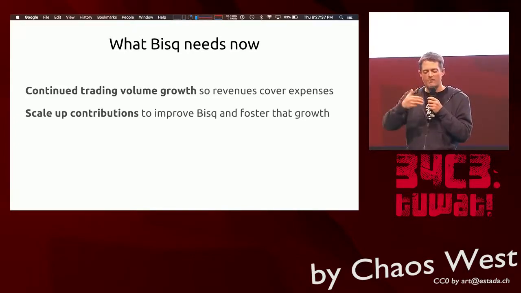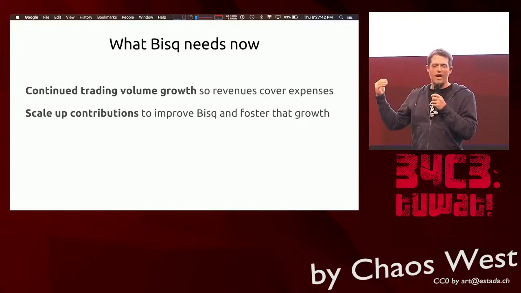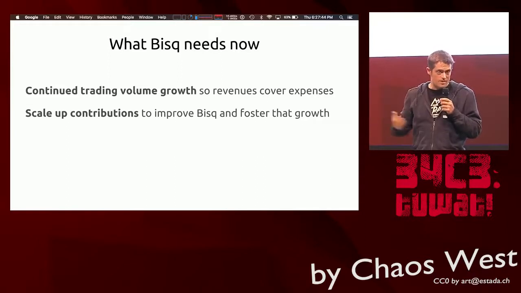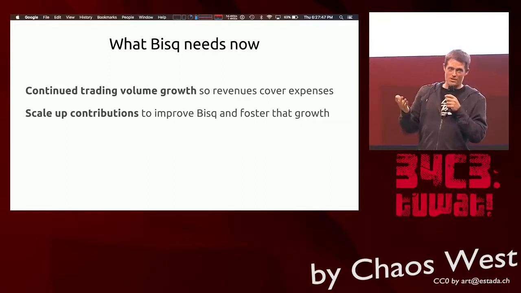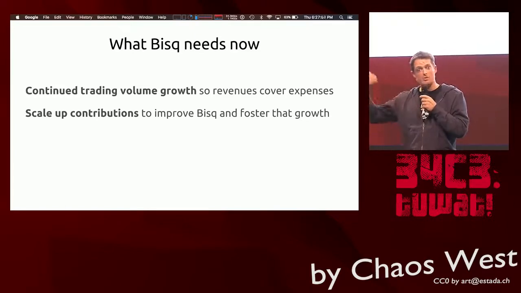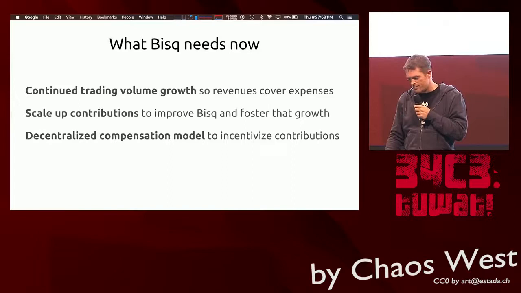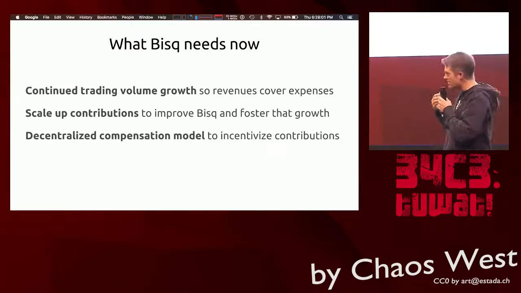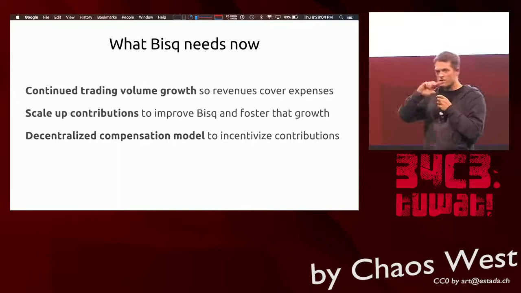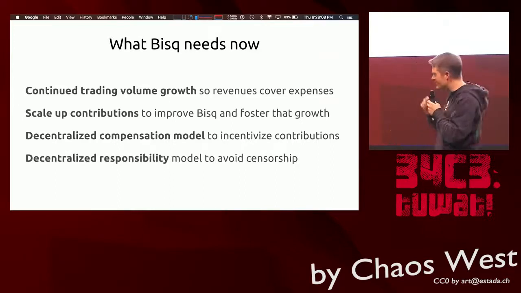The Bisq that we have today wouldn't be able to scale up 10x, 100x, if for no other reason than we only have a handful of arbitrators right now. So we need more people who can do arbitration, for example, in order to really scale up to the level of anything near centralized exchanges like we know them today. We need a decentralized compensation model to incentivize all those other contributors that I just talked about. And we need a decentralized responsibility model to avoid censorship.